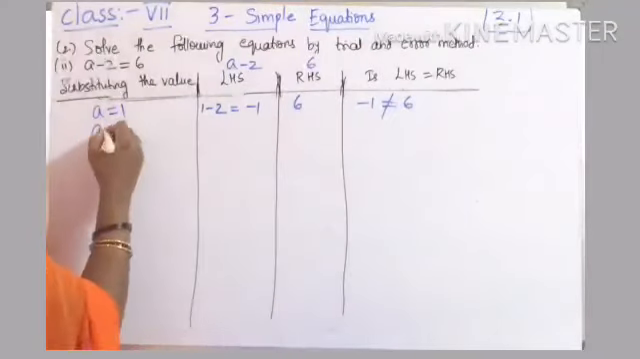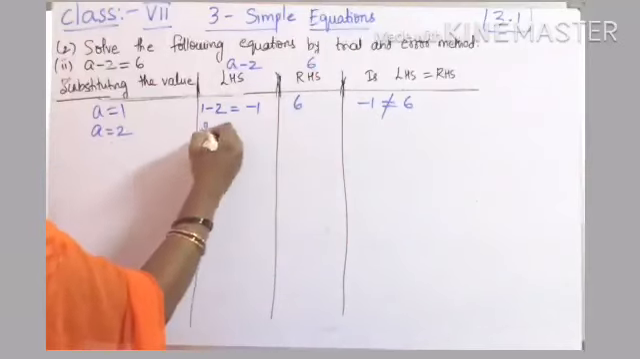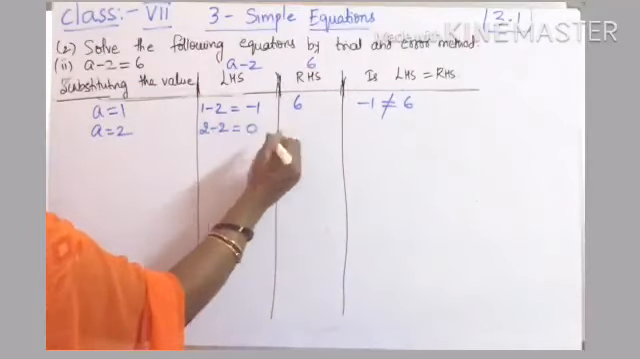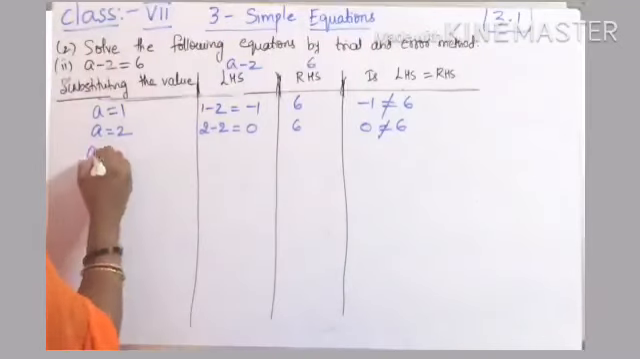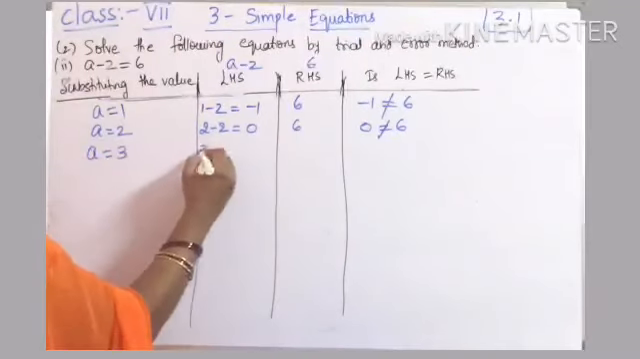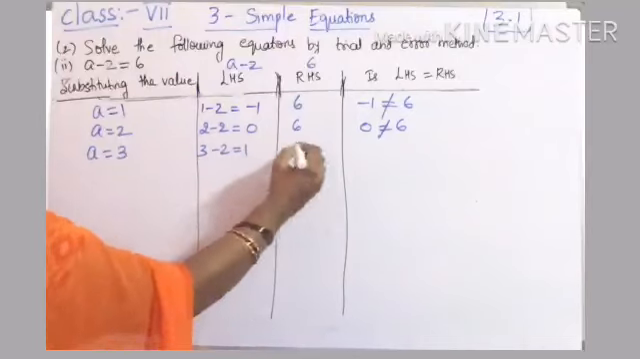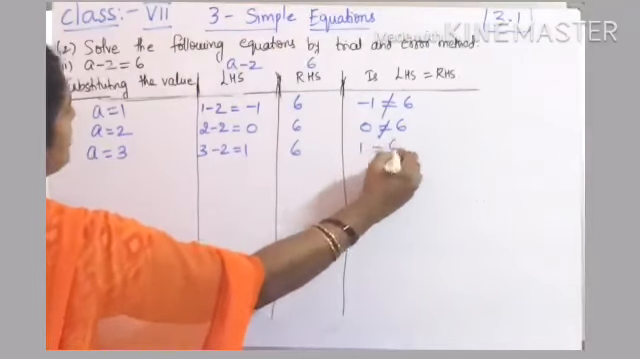No. Next a equal to 2. So 2 minus 2. 2 minus 2 is how much? 0. And RHS is 6. Is 0 equal to 6? No. Next a equal to 3. 3 minus 2, how much? 1. And RHS is 6. Is 1 equal to 6, children?